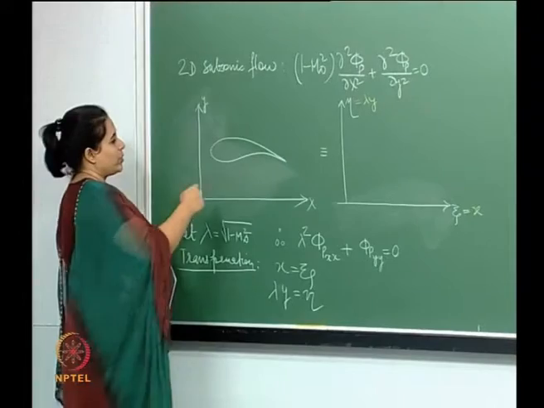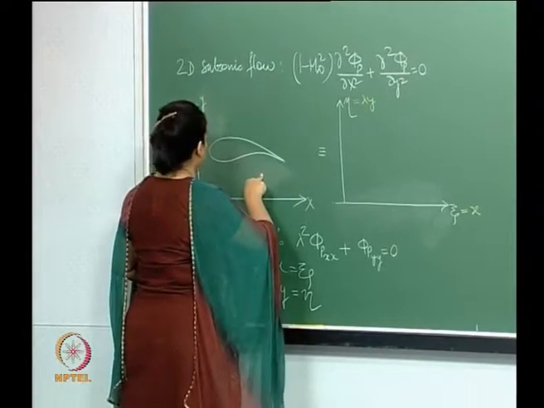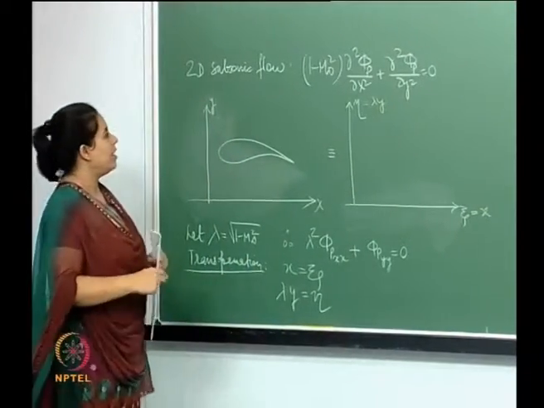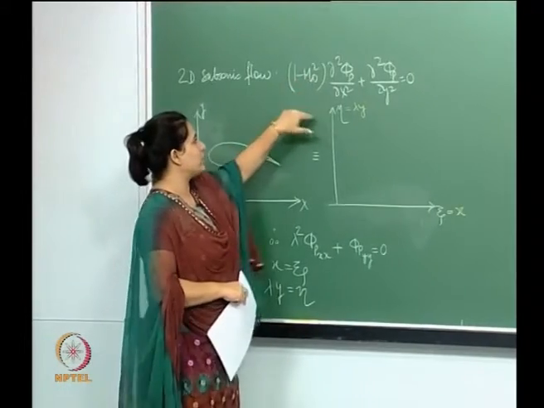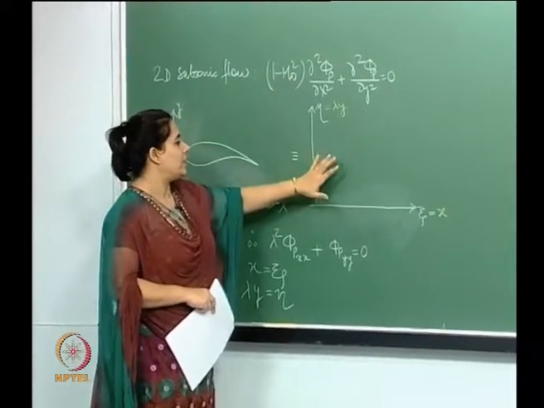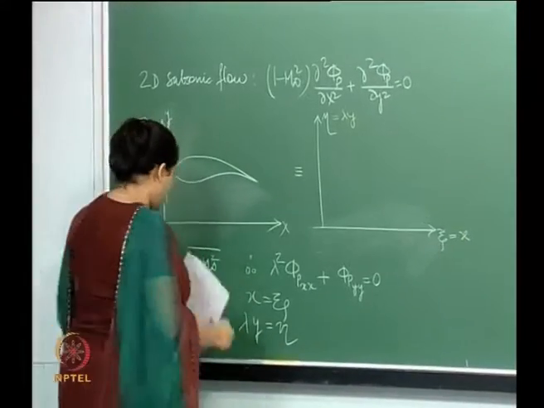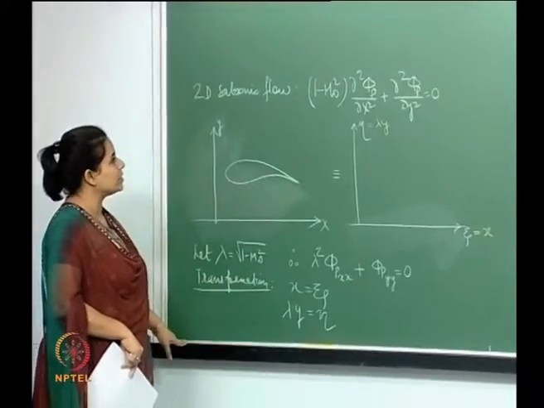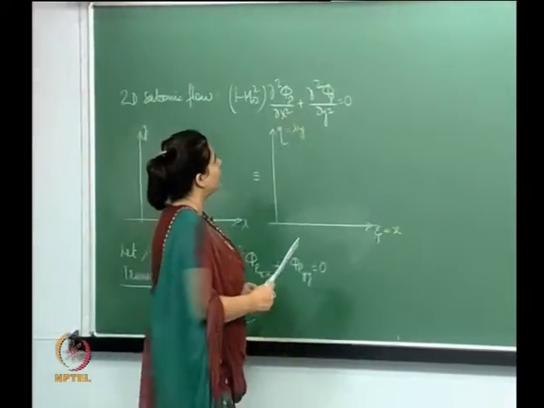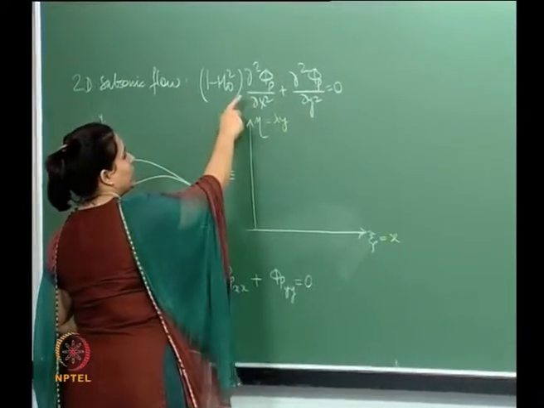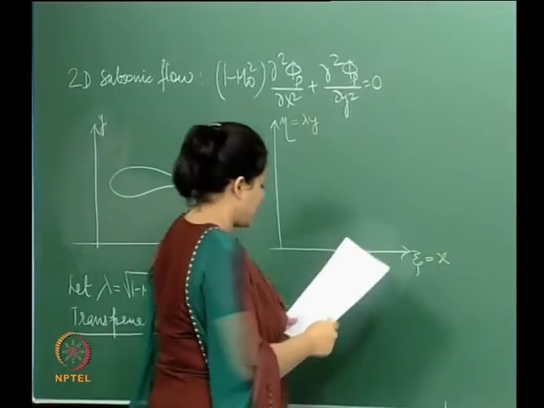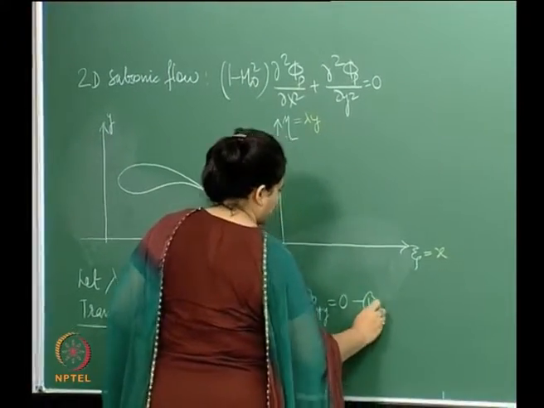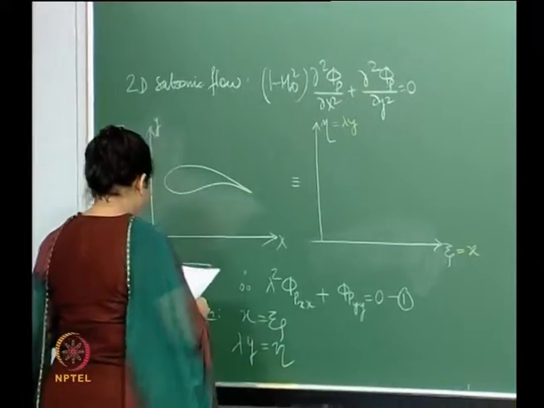One is, what happens to the airfoil shape in the xy axis? How does this transform into the new space? And number two is, what happens to the governing equation? How does this look in this transformed space? Let us see. Since we are writing the governing equation in terms of a perturbation potential, let us call this equation 1.